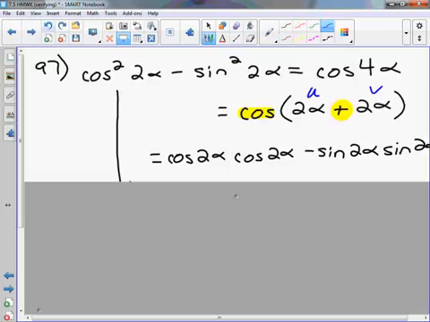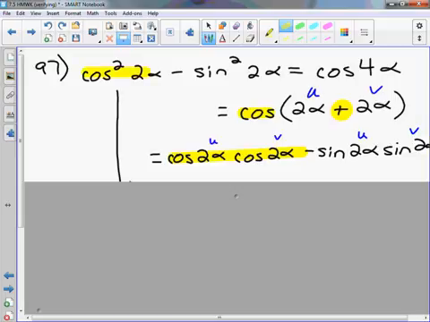So here's our value of u, here's our value of v, all the way through. So cosine 2 alpha cosine 2 alpha minus sine 2 alpha sine 2 alpha. And if we look at this, cosine 2 alpha times cosine 2 alpha, how many of those are there? 2. So we can combine, so it would become not 4. It's this times itself, right? Anything times itself is squared, right? So this would become cosine squared 2 alpha.